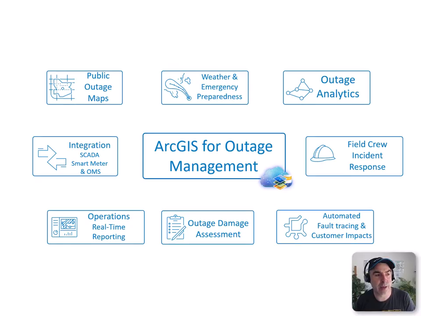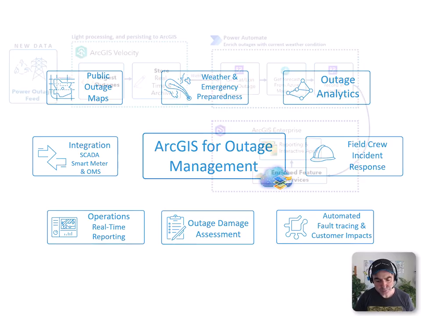ArcGIS provides a range of capabilities to support a utility with its outage management use cases. Public outage maps, integrating with cyclone, bushfire, flooding feeds and bringing those into your outage management system, using the utility network to quantify and understand how many customers have been impacted from an outage, as well as that important post-outage analytics and reporting that needs to be done.